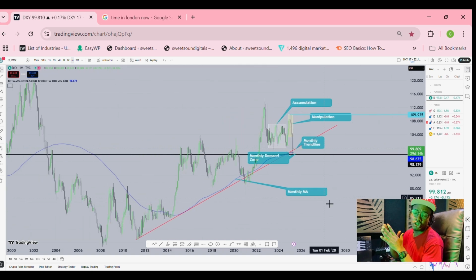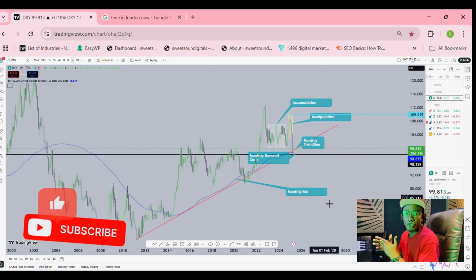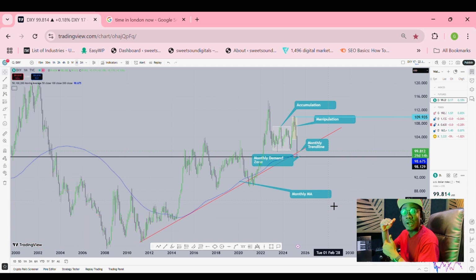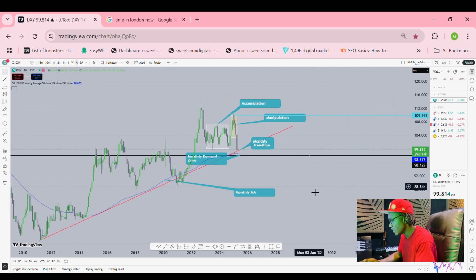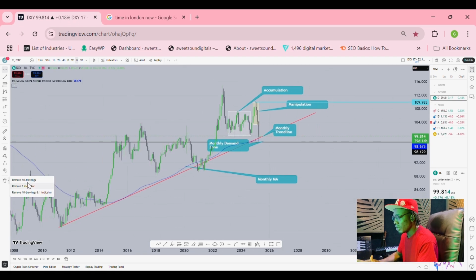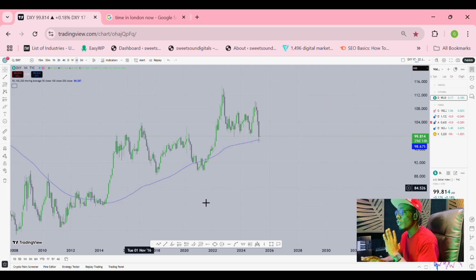First, when you open up your chart, the first thing you need to look at is the dollar index. The dollar index is like the thermometer that shows you what happens in the forex market day to day. It shows you if the dollar is rising or falling, right? So on my dollar index, first I'm going to take off everything on this chart right now. I'm going to remove every drawing.